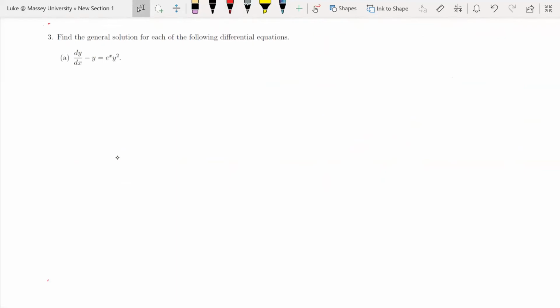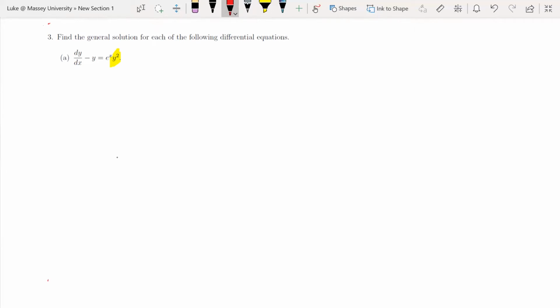Find the general solution to each of the following differential equations. Okay, so starting with A here, what do we have? Well, we have a first order equation, but it's clearly non-linear because the dependent variable is y, and we've got this y squared term in here. Okay, so it's a non-linear first order differential equation, and we can't solve it using an integrating factor.